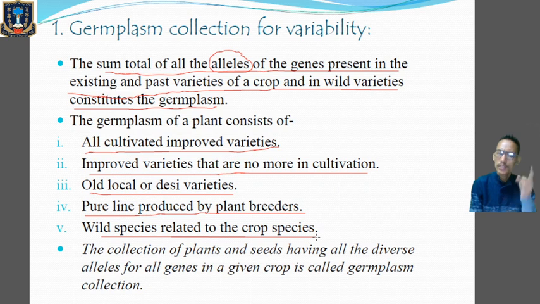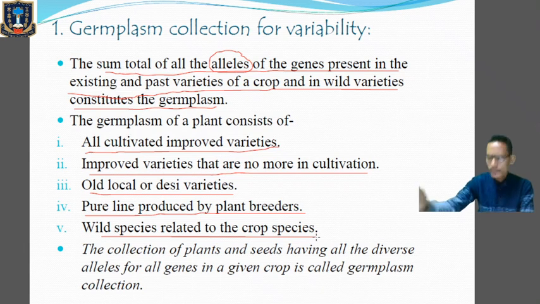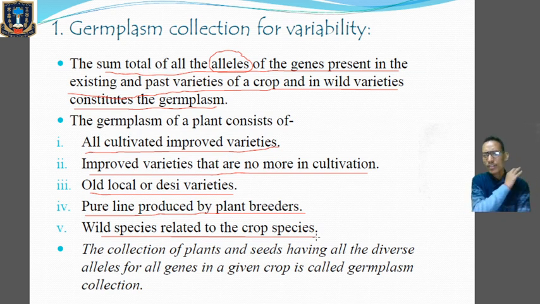So the first step must be the collection of germplasm, and it is the most important step in the plant breeding program because it contains all the alleles of our genes of the existing varieties of the crop, the past varieties of the plant, and the wild varieties also. And in that particular collection we'll find all the cultivated improved varieties, the improved varieties that are no more in cultivation, the old local or desi varieties, and the pure lines produced by the plant breeders. Not only that, we also find the wild species related to the present crop species. So germplasm collection is the most important and the first step in the plant breeding program.